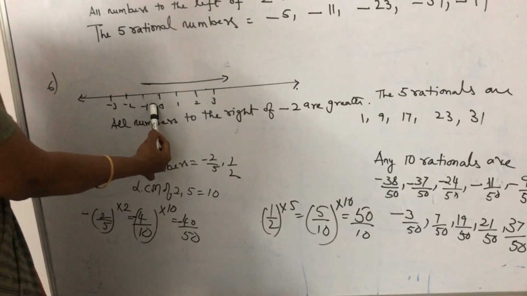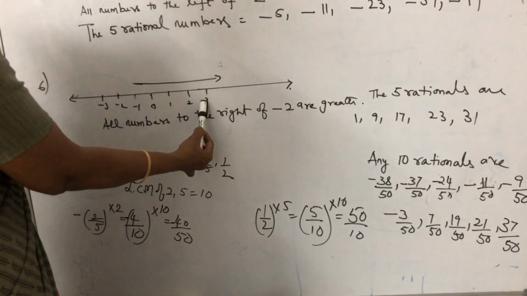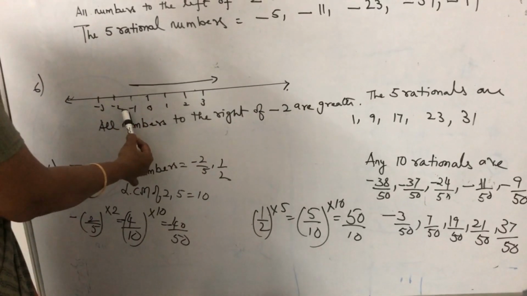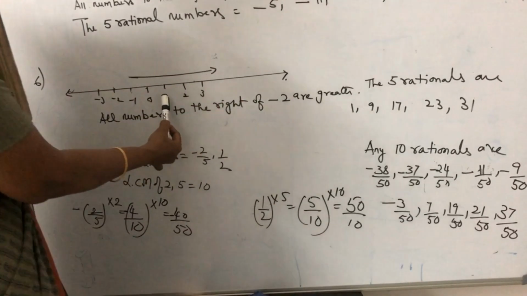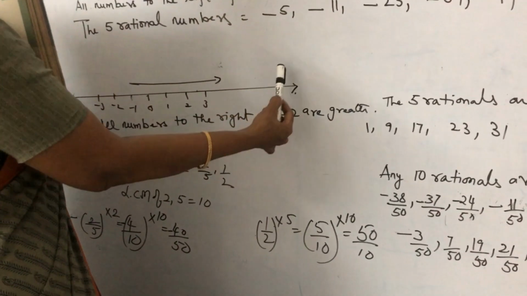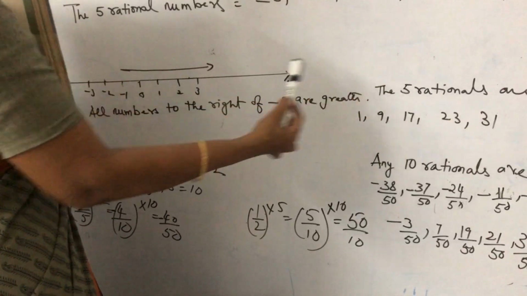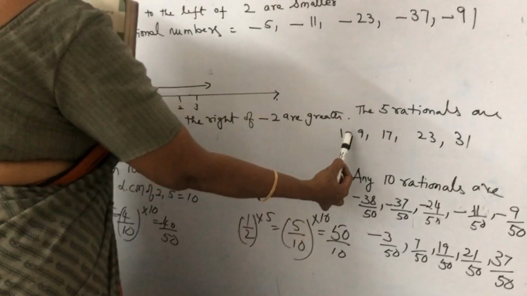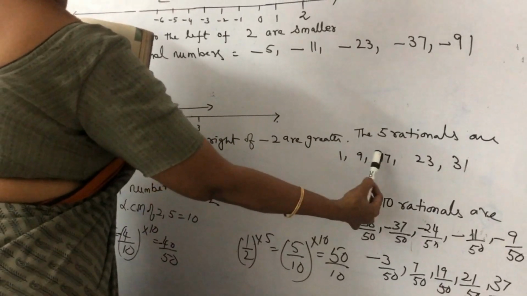You can select any 5 numbers as there are infinite numbers to the right of minus 2. I have selected, children, 1, 9, 17, 23, 31. The sequence is infinite, so all of you can write any 5 and the answer can vary.